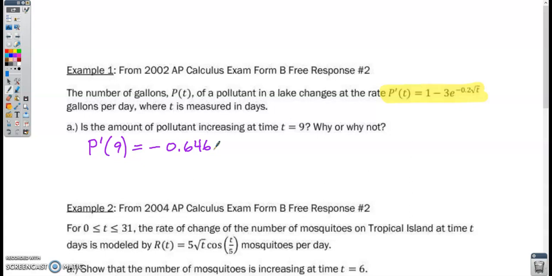We could give units to this. In fact, maybe we should. These are measured in gallons per day. So, is the amount of pollutant increasing at time t equals 9? No. The amount of pollutant is not increasing.